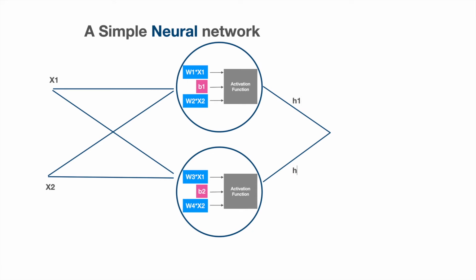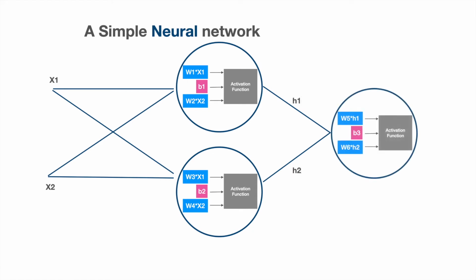These two will get fed into a neuron with different weights W5 and W6 with different bias W3. This neuron outputs the final value Y. Now that forms a simple neural network. By convention, we call each set of neurons as input layer, hidden layer and output layer.